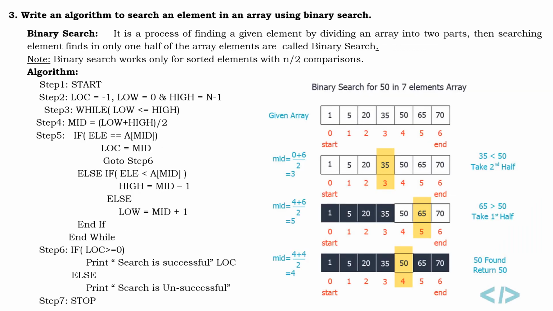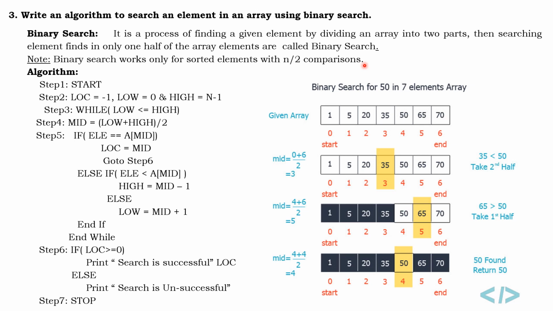Binary search. Binary search is a process of finding an element by dividing an array into 2 parts. Then the searching will find the element only from half of the list. And there is one condition for this: binary search works only for sorted elements, with n by 2 comparisons.